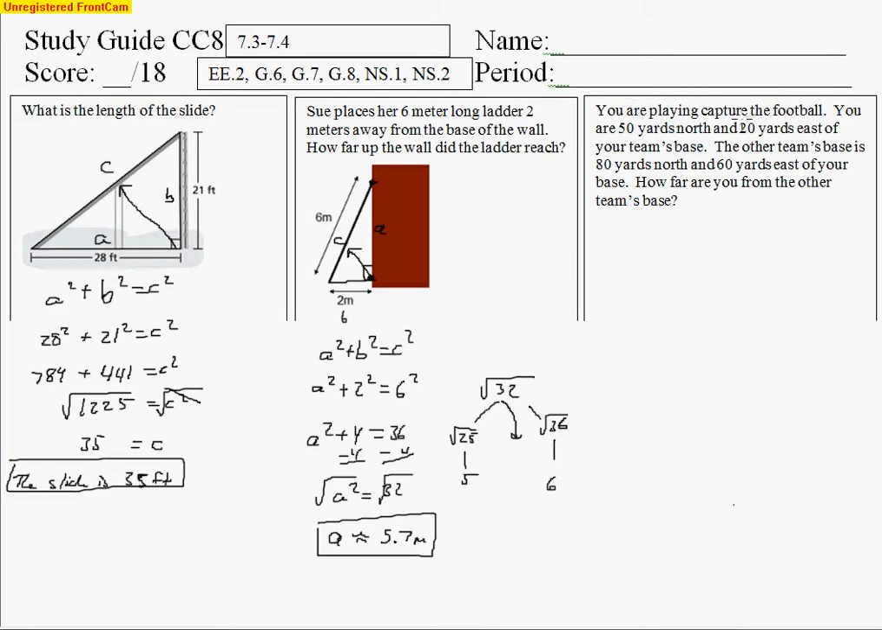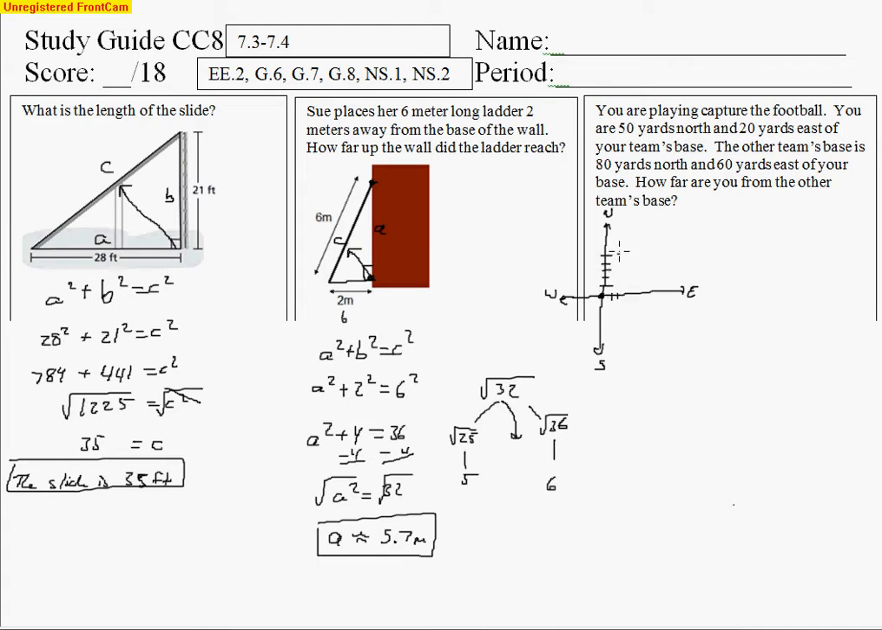You are playing capture the football, and you are 50 meters north and 20 meters east of your team's base. And so since they're talking about north, south, east, and west, I'm going to go ahead and draw a little diagram here. So this way I can figure out where to go. So this way is north, and this way is east, and I have west out in this direction, and south down here. And so it said 50 meters north, so I'm going to go by tens here, 1, 2, 3, 4, 5, and then to the east I have to go 20.